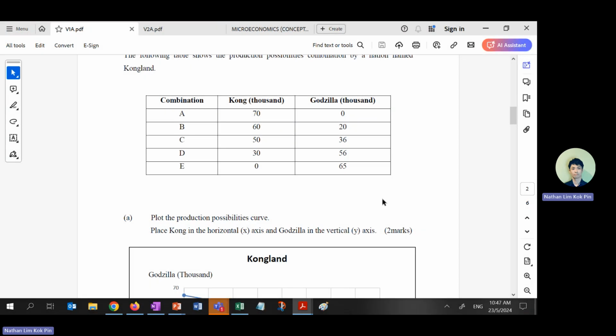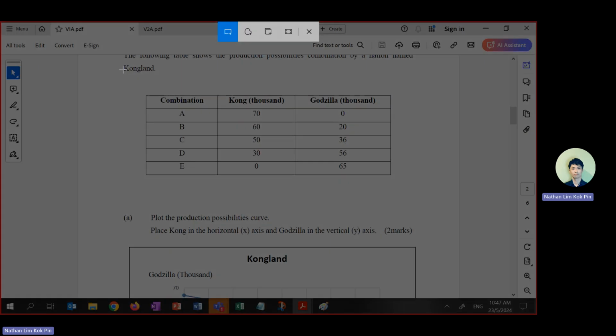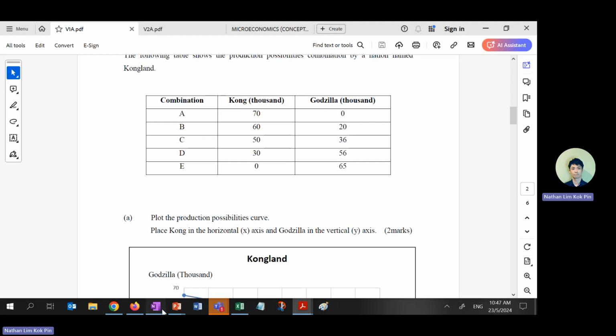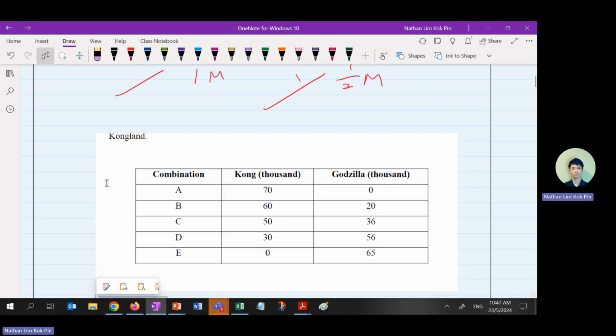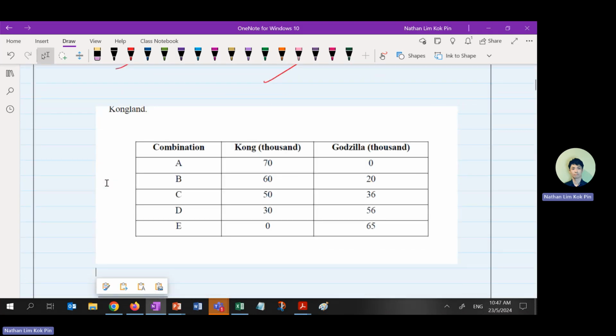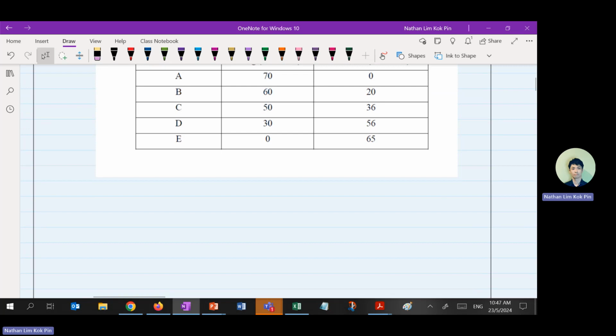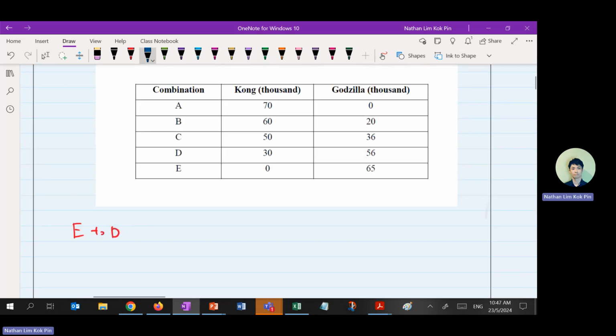Maybe I snip the entire table, easier. Let me just quickly go through. Whatever I write today will be in your Chapter 3 whiteboard. So let's say it's E to D opportunity cost. This one is not opportunity cost per unit, it's just opportunity cost. So by right, what should you do?